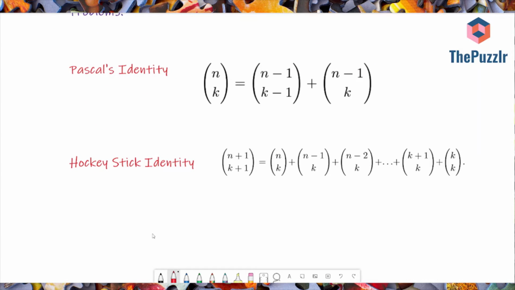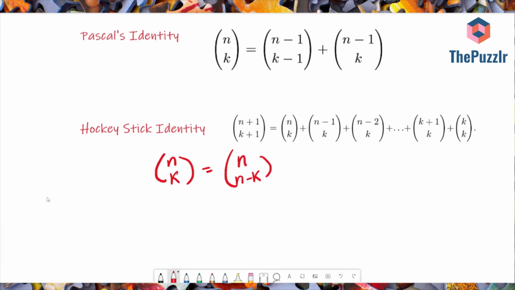Okay. One more identity that is a bit more obvious, but quite helpful, is n choose k is equal to n choose n minus k. We can attempt to prove this by plugging it into the formula. So the first one becomes n factorial over k factorial times n minus k factorial.